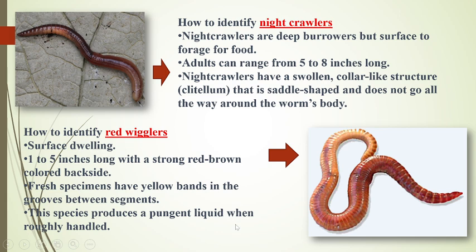And the fourth species is red wigglers. Red wigglers are surface dwelling earthworms having 1 to 5 inches body length with a strong red brown color on the back side. Fresh specimens have yellow bands in the grooves between segments. This species produces a pungent liquid when roughly handled. Pungent means a liquid which causes irritation when we handle these worms.